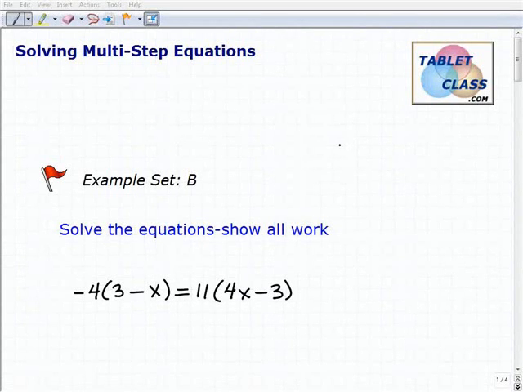Hello, welcome to the video on solving multi-step equations. This is our second example set B, and hopefully you had a chance to watch the lesson and practice the problems in the previous example set. Essentially, what we're going to be doing is more of the same.